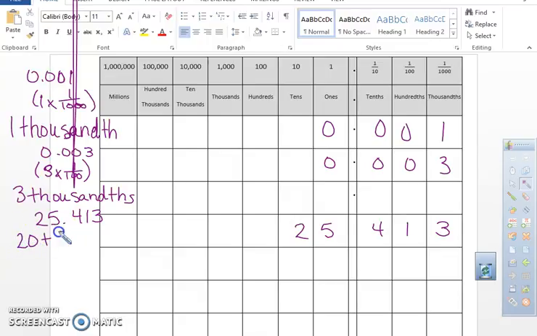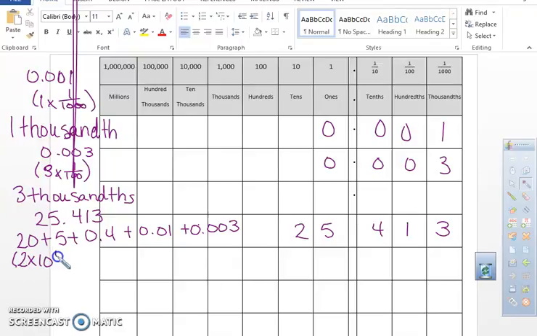I could write 20 plus 5 plus 4/10 plus 4/100 plus 1/100th, excuse me, plus 3/1,000ths. Ooh, I need to rewrite my 100th though, because I wrote 1/10. Let me hurry and fix that for you, because I'm sure that confused you quite a lot. So 20 plus 5 plus 4/10ths plus 1/100th plus 3/1,000ths. And I'm going to write that in the other expanded form.